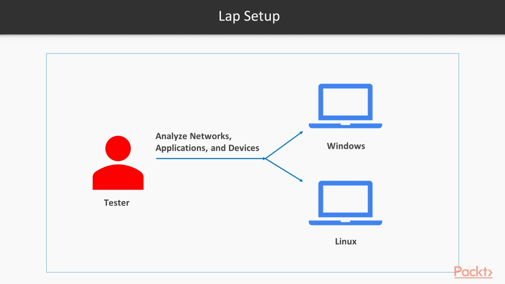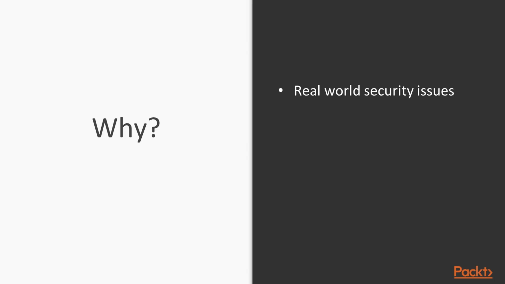So guys, if we talk about the lab setup, then the lab setup is very simple. We have two machines, a Windows and a Linux machine, and using these machines, we are going to analyze network applications and devices.